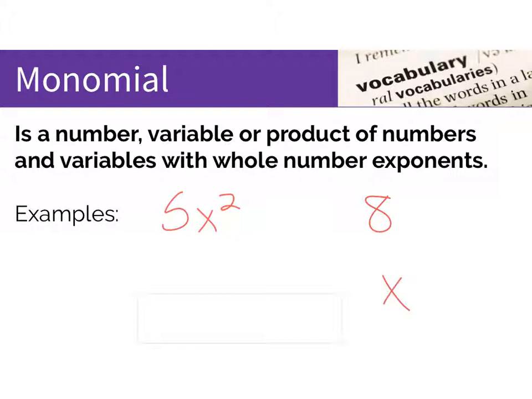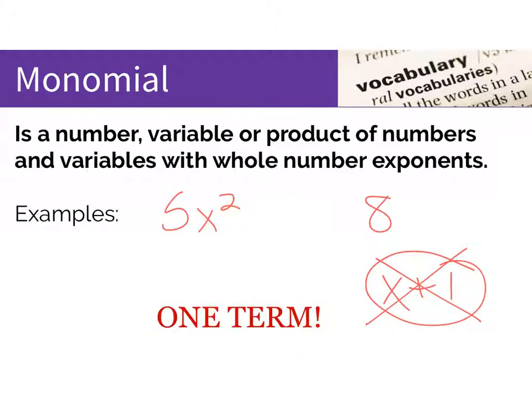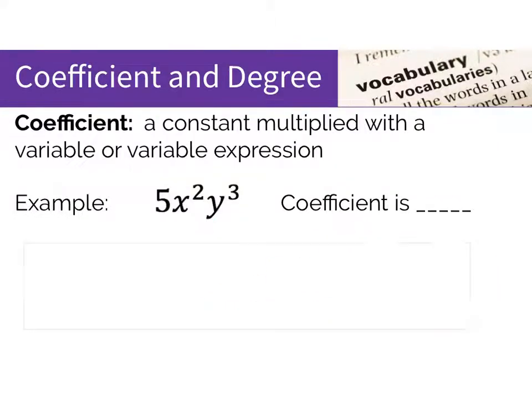The expression x plus 1 would not be a monomial because it has more than one term. You see, a monomial has to have only one term. That's why the prefix is mono, like mono means one. So a polynomial that only has a single term, like these here, is called a monomial. Let's move on to the next slide.